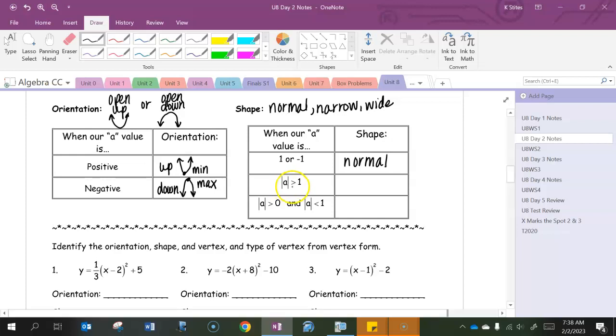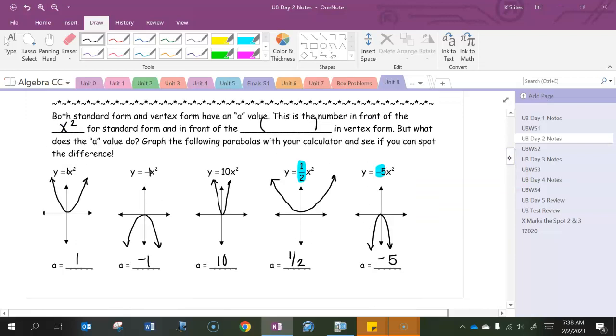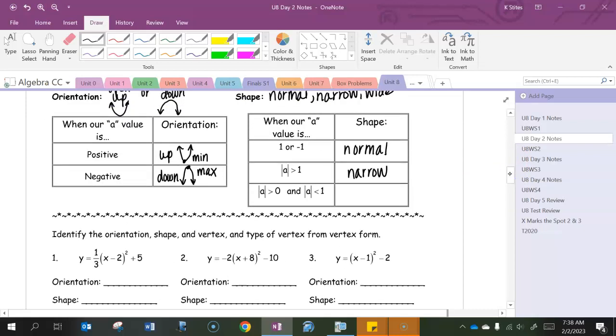Okay, when the absolute value of a is greater than 1, and again, we're putting our absolute value here because if it were a negative, that's still fine. As long as your number is bigger than 1, we're going to call this narrow. So over here, when we had the 10 and the 5, we had a skinnier parabola. Notice this is a negative, but that's okay. It just flipped it over. It doesn't change how skinny it is.